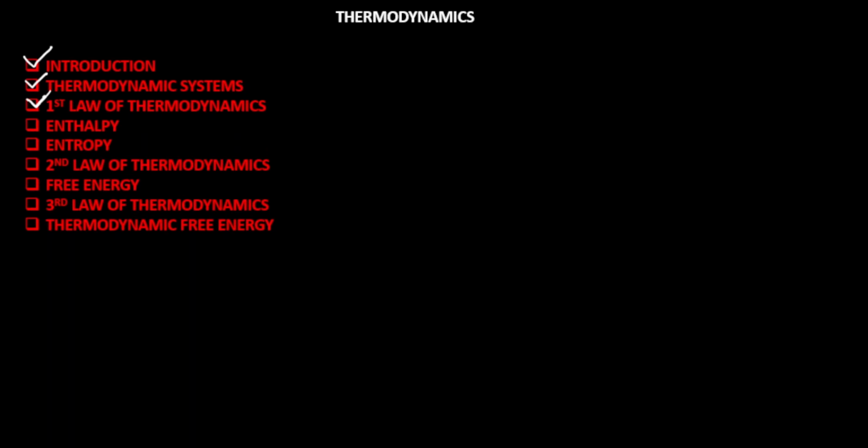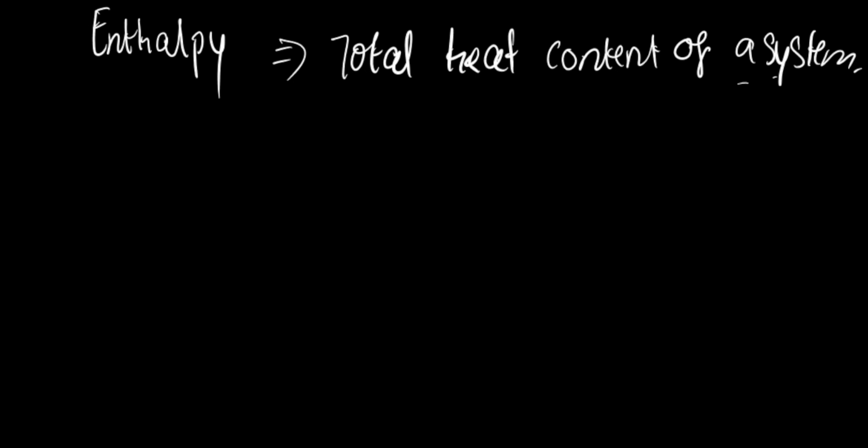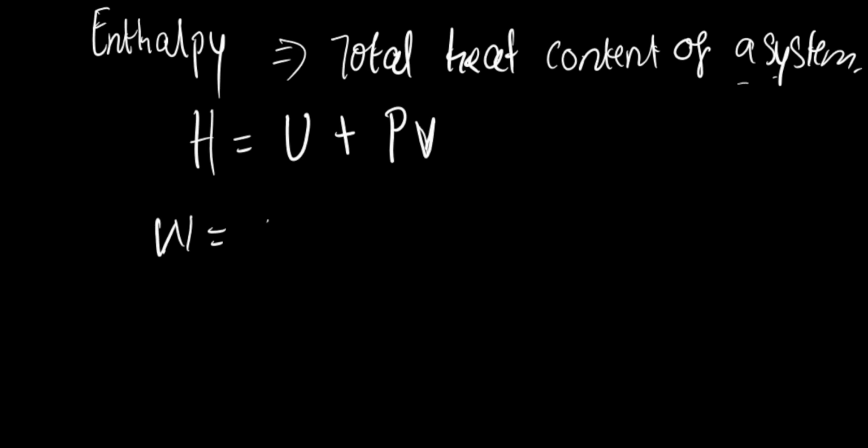Now let's take a look at enthalpy. Now, enthalpy is a measure of the energy in a thermodynamic system. It's basically equal to the total heat content of a system. Mathematically, it's represented as H, and it's equal to the sum of the internal energy and the product of pressure and volume.